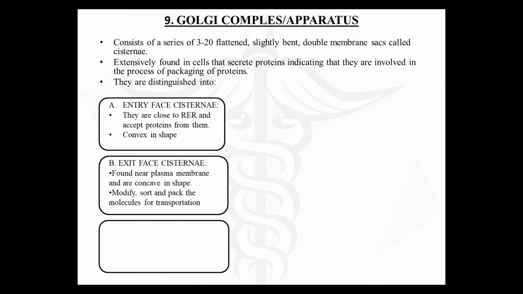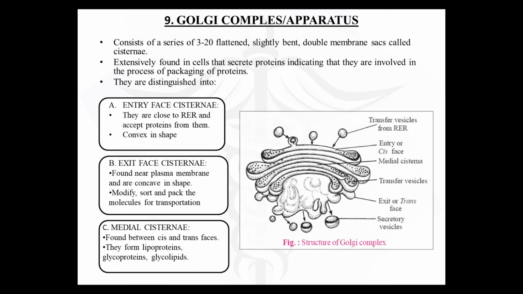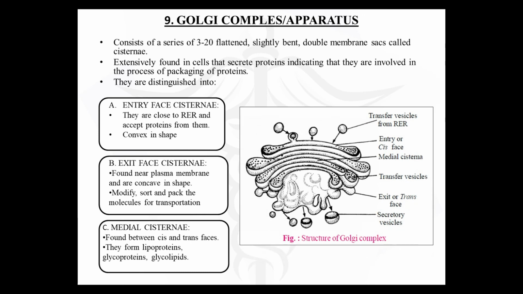The second one is exit phase cisternae or trans phase cisternae. They are found near to plasma membrane and are concave in shape. They further modify the molecules and then sort and pack them for transporting them to their destination. The third one is medial cisternae. They are formed between cis and trans phases. They form lipoproteins, glycoproteins, and glycolipids.